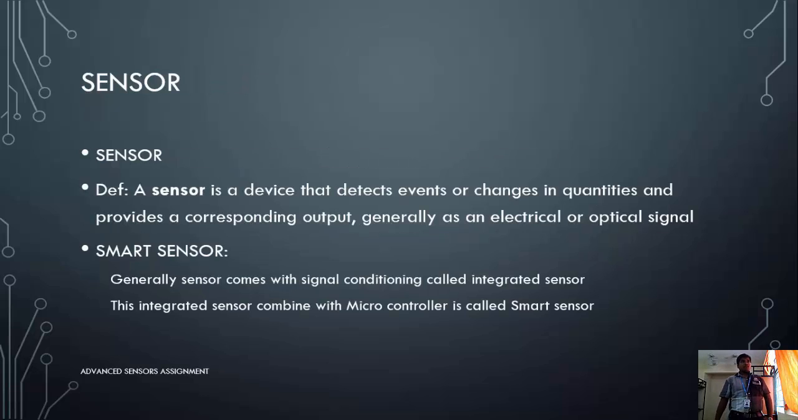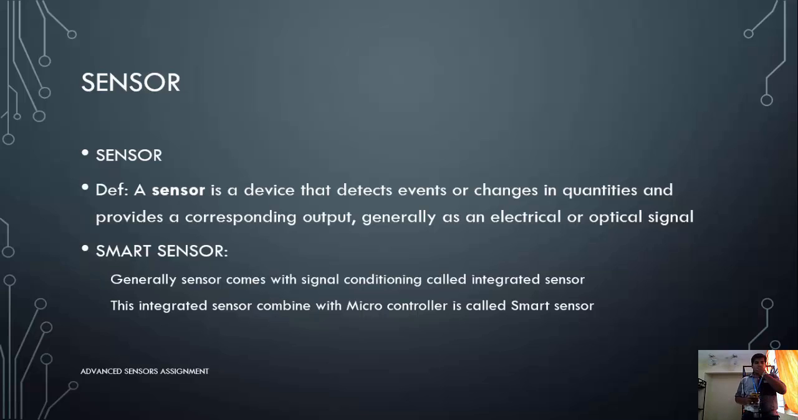First of all, before this, we have to know what is meant by sensor. A sensor is a device that detects events or changes in quantities and provides a corresponding output, generally as an electrical or an optical signal. It provides any type of signal. First, it receives and gives the appropriate function.